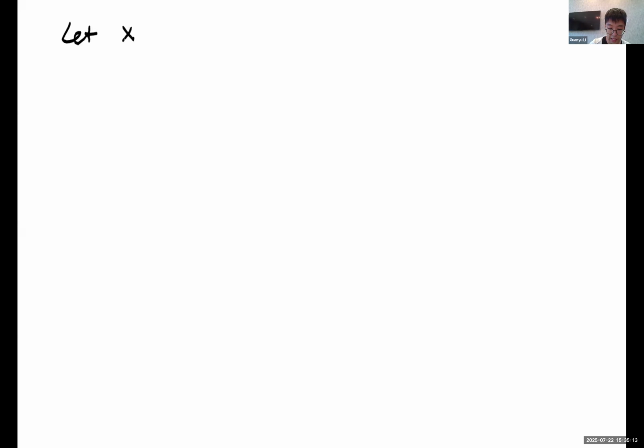Let X over k be a proper scheme. Proper. How do we think about a proper scheme? Although we really didn't do the techniques, you should think of this as compact. This is really the compact analog, compact and Hausdorff.